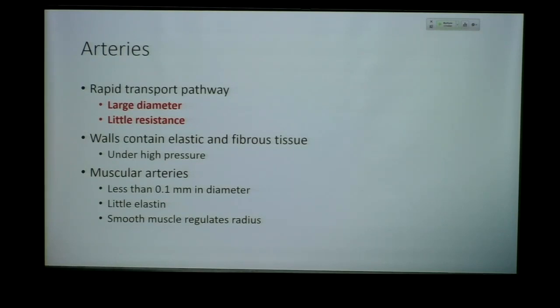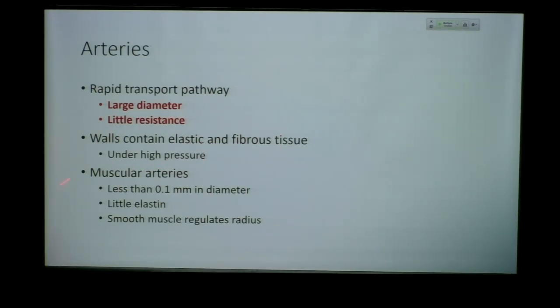What does resistance do? It slows flow, right? And we have a high pressure in our arterial system, and this is not the area that we want to slow flow, okay? So there's very little resistance in the arterial system, specifically in the arteries, the larger arteries, okay? We want to get that flow going. We have the high pressure coming from the heart, which is driving our circulatory system. Now, the walls typically have elastic and fibrous tissue, which we mentioned, and this is what sustains that high pressure of blood that's leaving the heart.